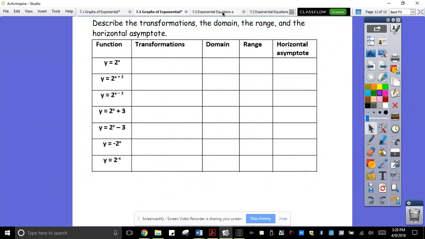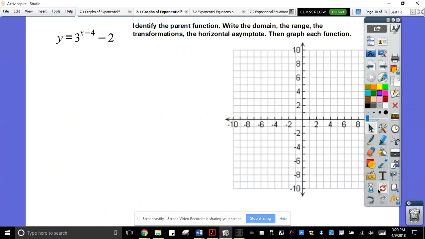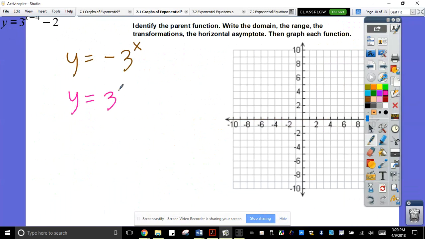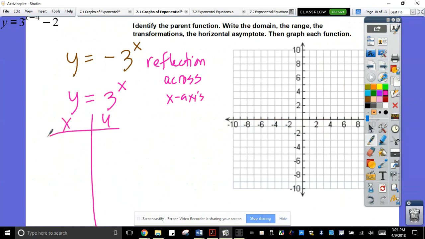All right. Next, I would like you to graph another problem here just to make sure we covered everything. What if we're given y is equal to negative 3 to the x? What is the parent function of this graph here? The parent function here is y equals 3 to the x. Although this is the reflection across the x-axis. So we will do the same thing as how we normally do it.